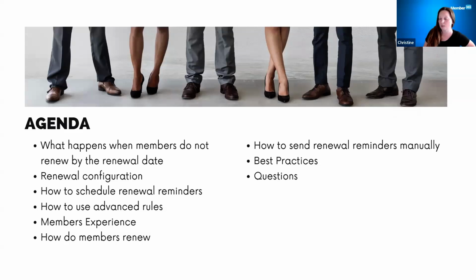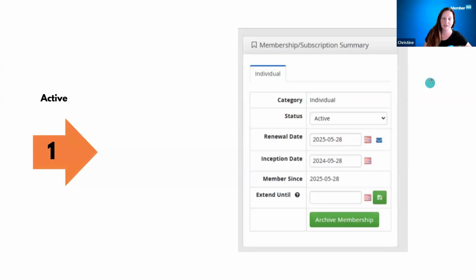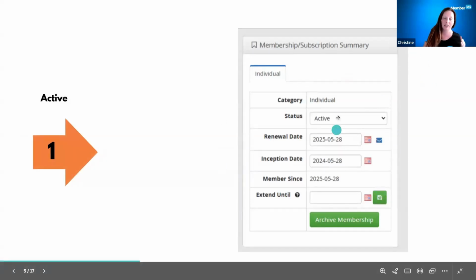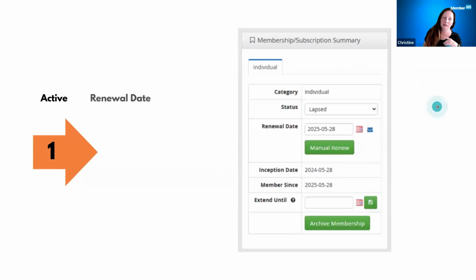All right, so let's jump over to first up: what happens when the member does not renew by the renewal date. The first thing that happens is you have an active membership, and right here is an example of the membership summary. So this is today's date. I have an active membership until midnight last night. As of last night, my membership would automatically toggle from active to lapsed because the renewal date has occurred.